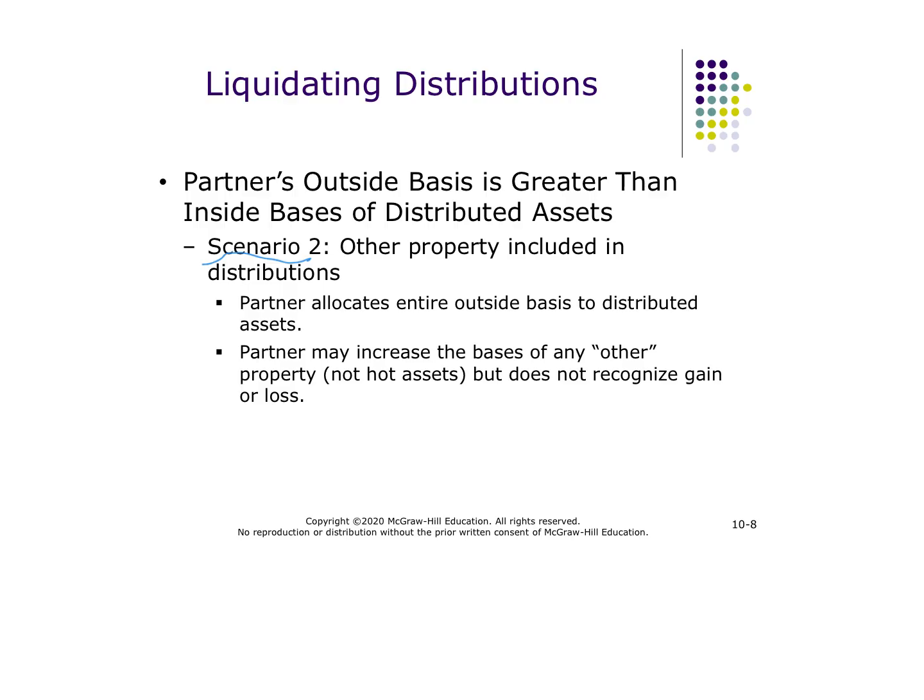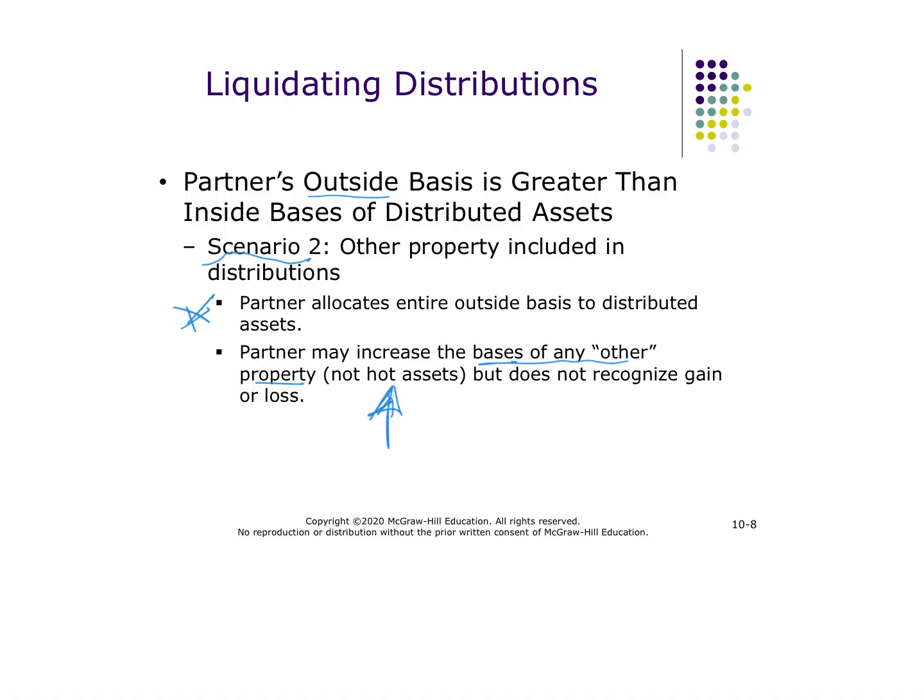And so what is the situation? Your outside basis is greater than the inside basis of the assets that are distributed, okay? So what are the big ticket items here? The partner is going to allocate the entire outside basis to those assets that are being distributed, okay? And because your outside basis is bigger than the inside basis of what's being distributed, you can increase the basis of any other property, not hot assets.